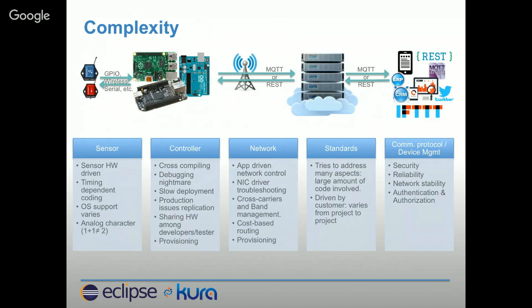Again, on the controller side, talking about multiple architectures, multiple operating systems, you have to worry about cross-compiling and managing your application across all these different systems. Testing and debug become very difficult. Network, again, bandwidth considerations, cost-based routing: what is your budget for network and for communication?